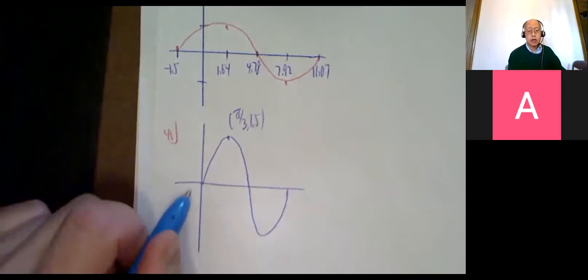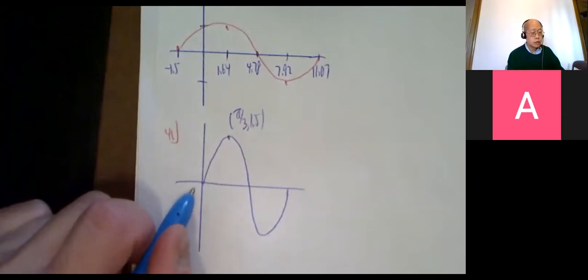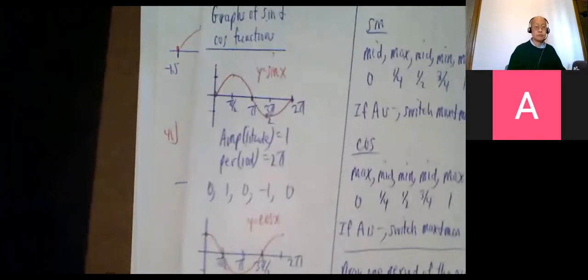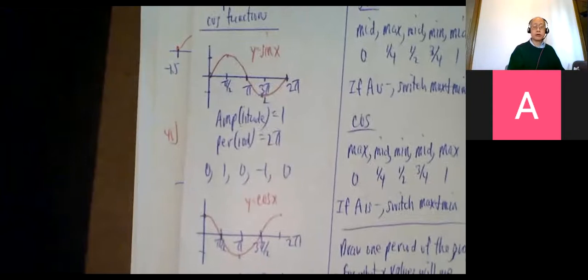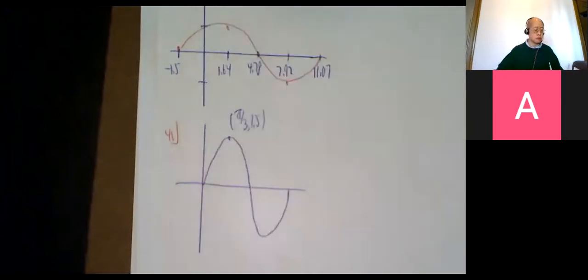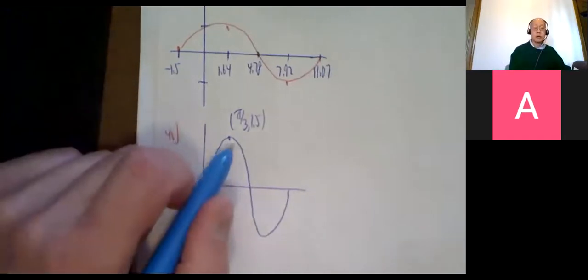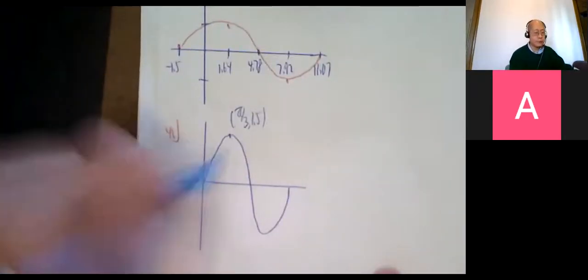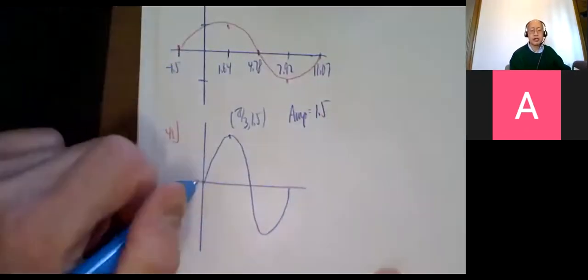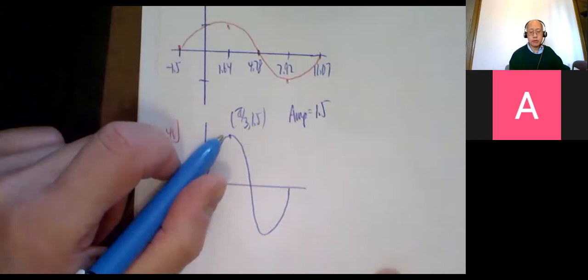All right, it starts at the origin. So is that sine or cosine? Which one starts at the origin? Sine. Sine of something. 1.5 is the high point, so the amplitude is 1.5. It starts up, so the coefficient is 1.5.